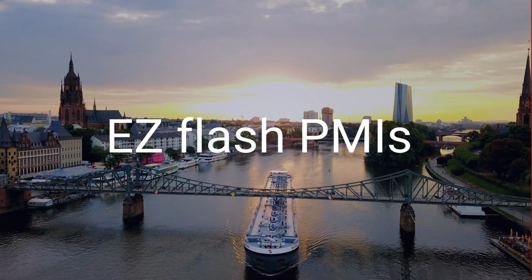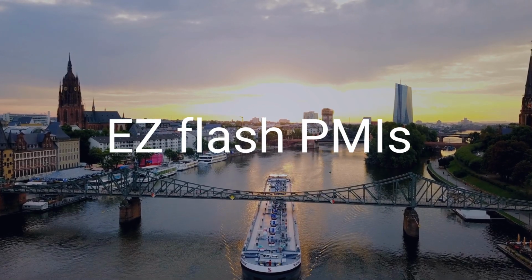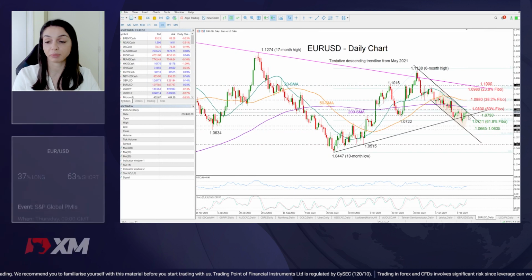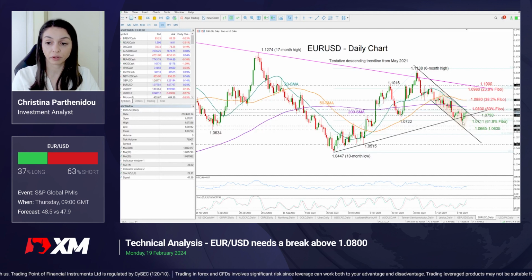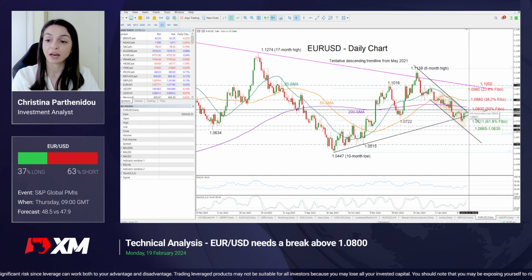Now turning to euro dollar. In the S&P Global Business PMI figures, the data are expected to increase for the second consecutive month in February. That could be good news for the euro, and that could also make a break above the 1.08 level possible in the short term.